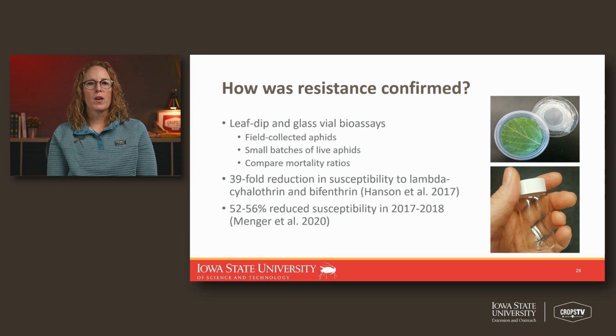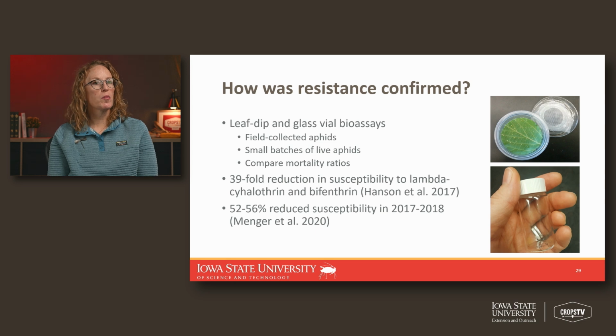And what we found from that 2016 collection is that the aphids in Minnesota and also Iowa had an average 39-fold reduction in susceptibility to lambda-cyhalothrin and bifenthrin. So those are two of the most commonly used pyrethroid active ingredients in soybean.